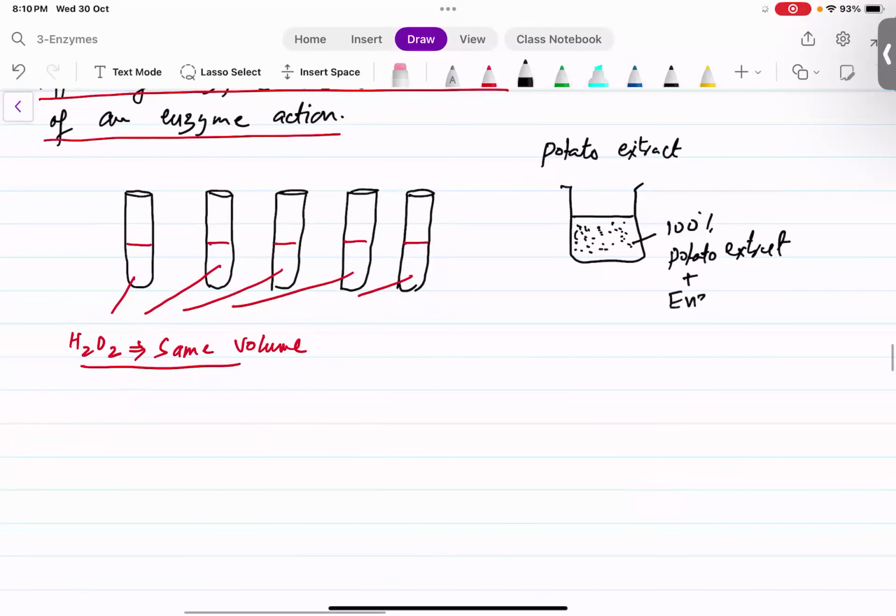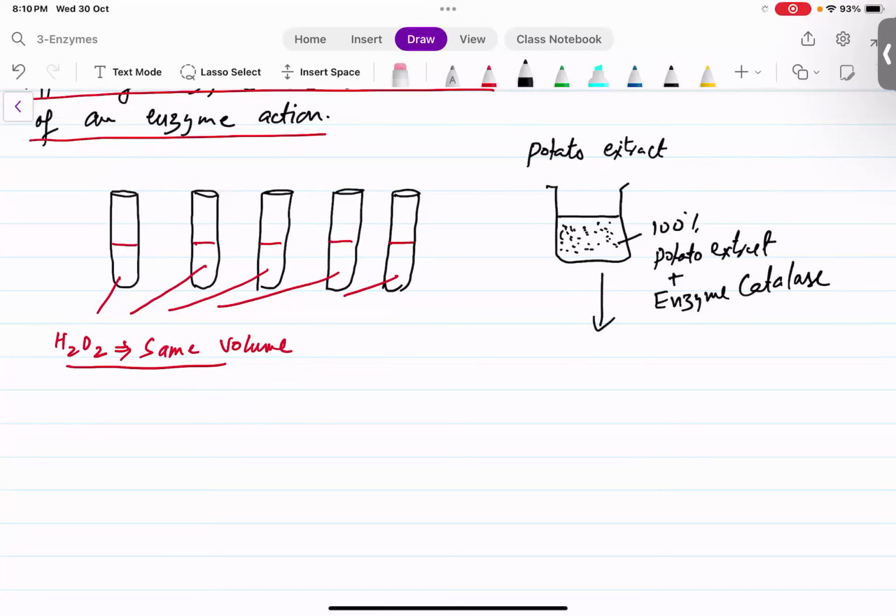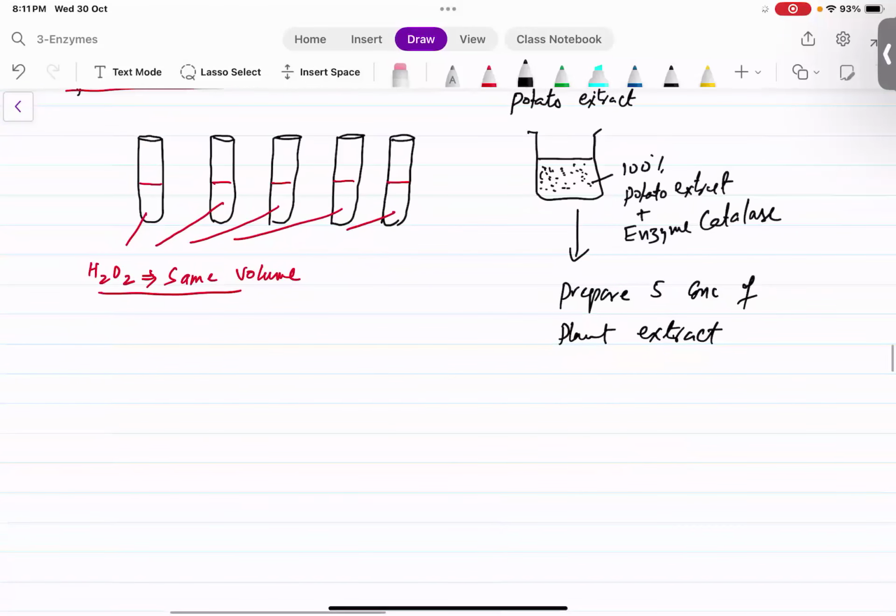So this has an enzyme catalase. Okay. Then we prepare 5 concentrations of plant extract by using dilution method. We can use a simple dilution method, or we can use maybe a serial dilution method. But in this case, we prepare the 5 concentrations by simple dilution.